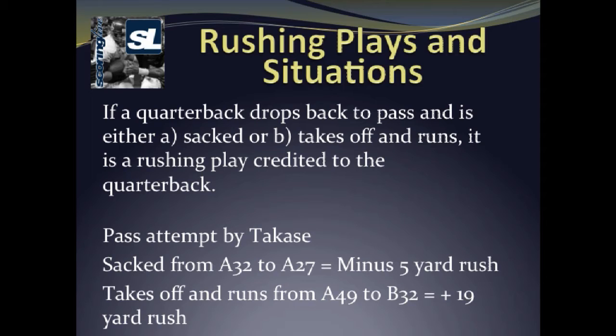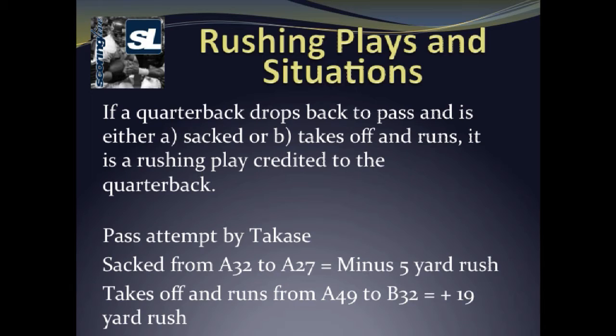Pass attempt by quarterback Takase. He is sacked. Goes from the A32 to the A27. That is a minus 5 yards on a rush. Or a different situation: he comes back to pass, is in trouble, scrambles, and takes off and runs. He runs from the A49 to the B32. That's plus 19 yards, 1 yard here and 18. That's a total of 19 yards on the rush. Okay?